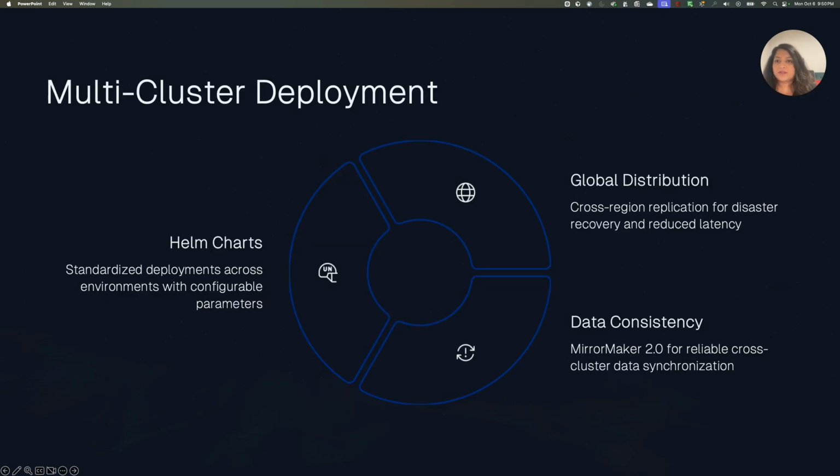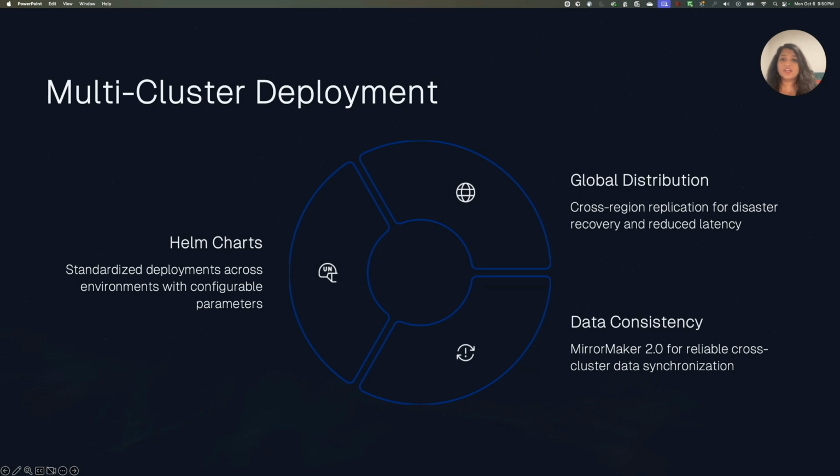Multi-cluster deployment. Enterprise deployments typically require multiple Kafka clusters. We manage this through Helm charts, which provide standardized deployments across environments with configurable parameters. This consistency reduces operational errors and enables rapid deployment to new regions.